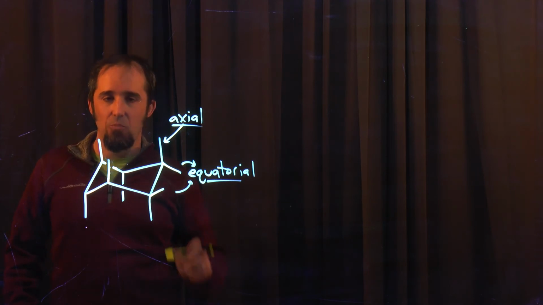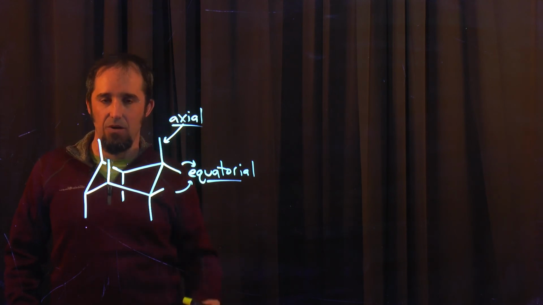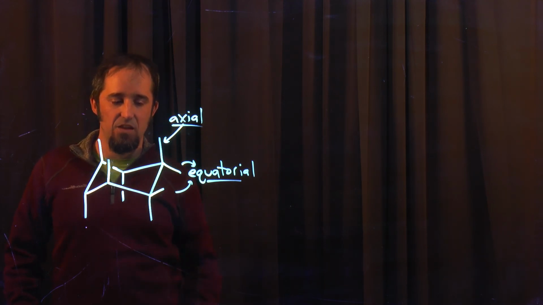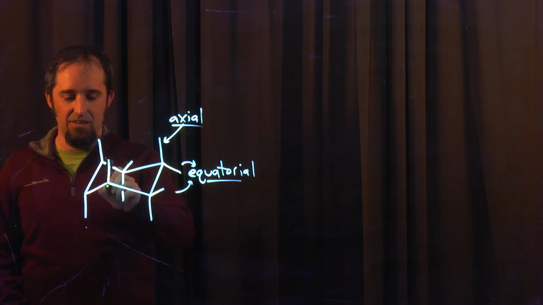However, up is not always axial. Axial can be up or down. Equatorial can be up or down. Let's put the rest of the equatorial substituents in. This one's got a down, it needs an up. This one's got an up, it needs a down.